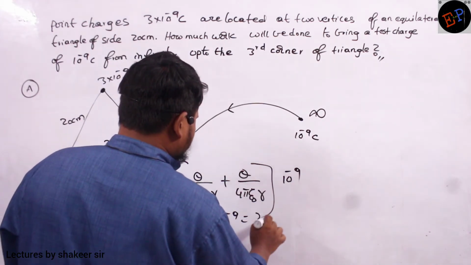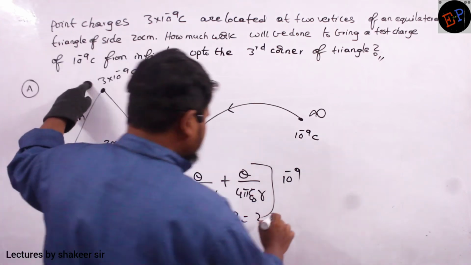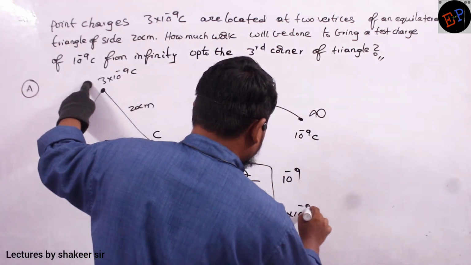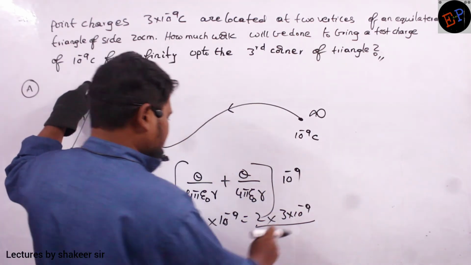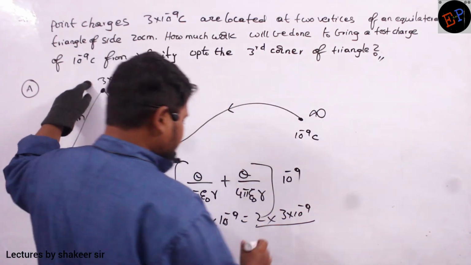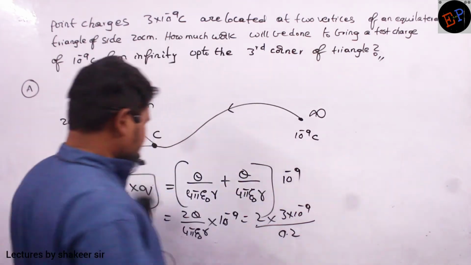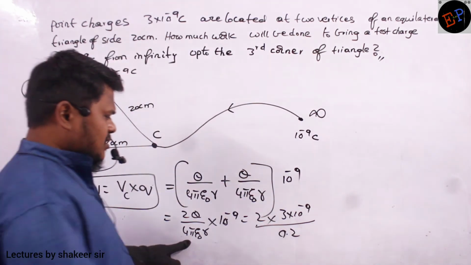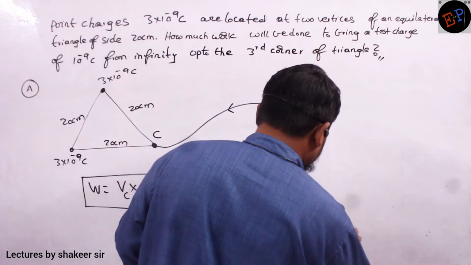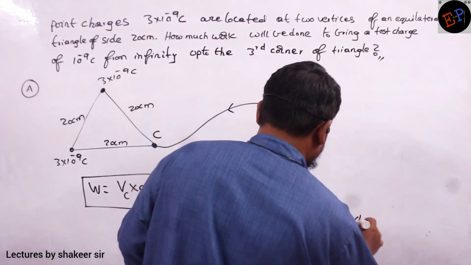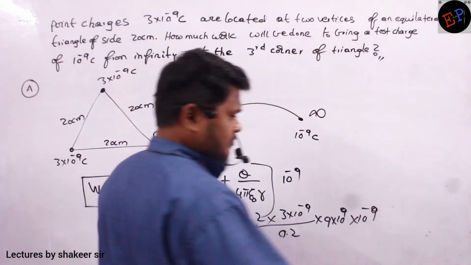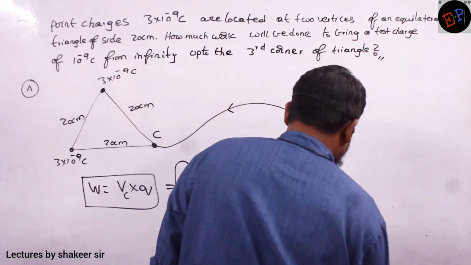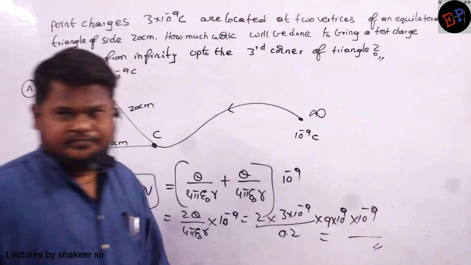So 2 into charge is how much? 3 into 10 power minus 9, divided by R, whose value is 20 centimeters, so 0.2 meters. And 1 by 4 pi epsilon naught, how can I write? I can write 9 into 10 power 9, multiplied by 10 power minus 9. That's all. Clear, no? Do this total calculation, you will get the answer.